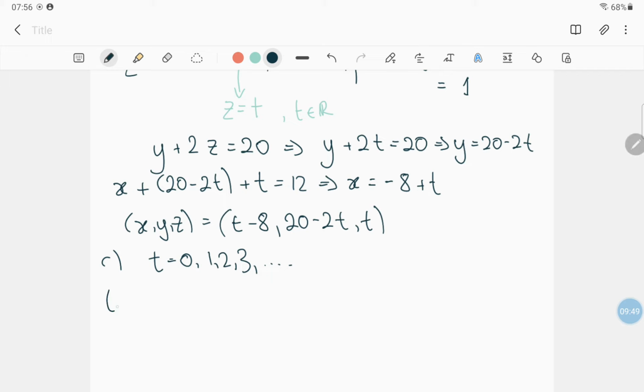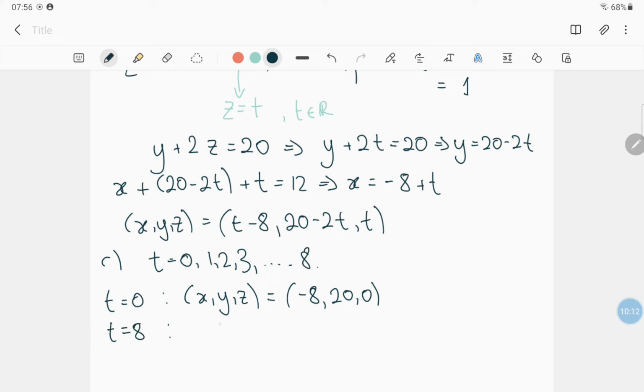So t equals 0 gives a solution x, y, z. Well, you're going to see this doesn't work, because if you put t equal to 0 into the first thing, you get minus 8. That's no good. You can't have minus 8 10-seaters. So we very quickly see that t has to in fact start at 8.